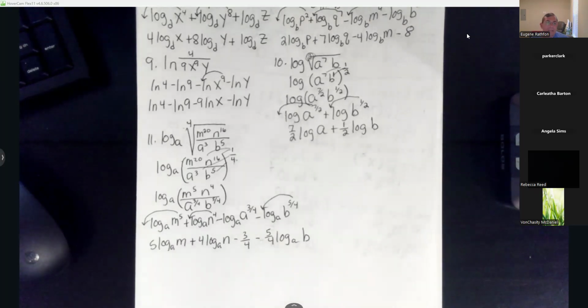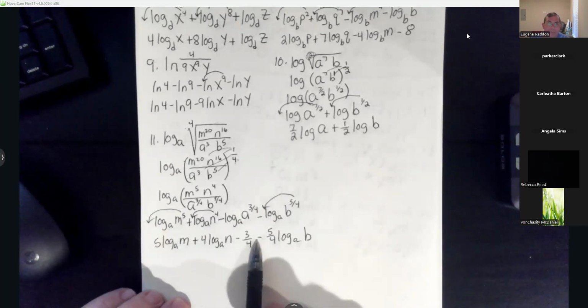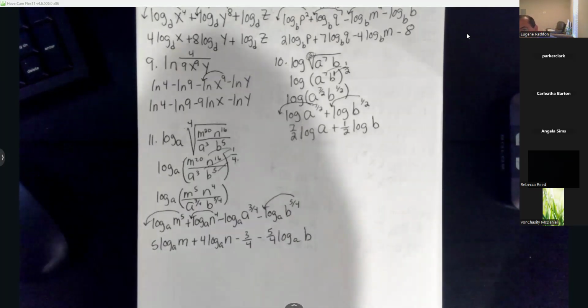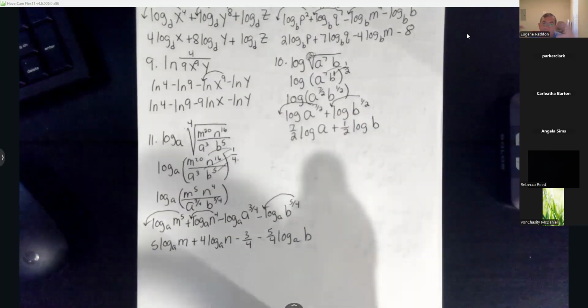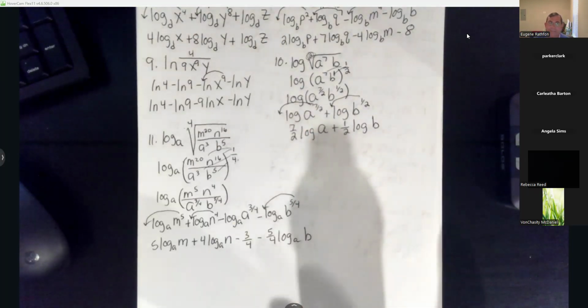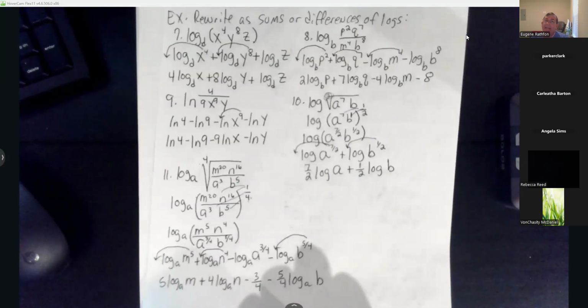All right, y'all. So that is starting with a single log and rewriting it as sums and differences. Okay, so I'll let y'all catch up on those. And then we're going to start with sums and differences and rewrite them as single logs. So we're going the other way now, which means we're going to go in exactly reverse order as we were doing on these, okay?